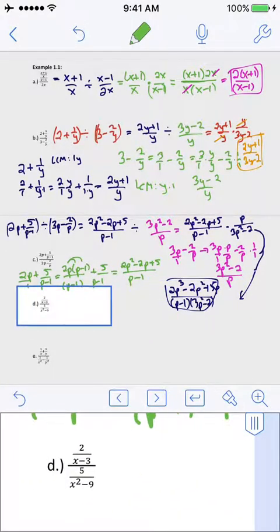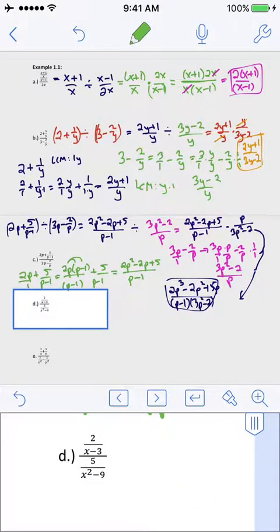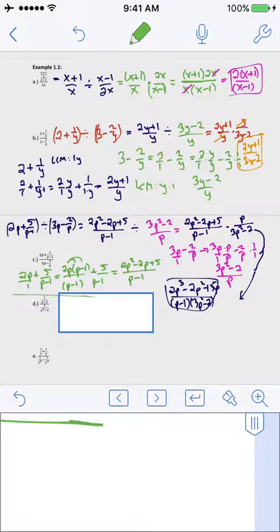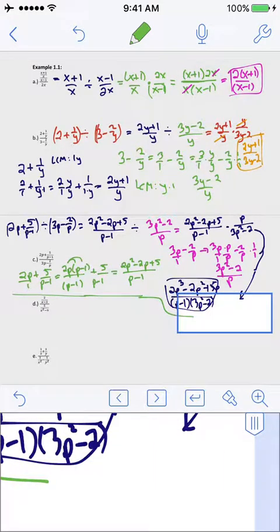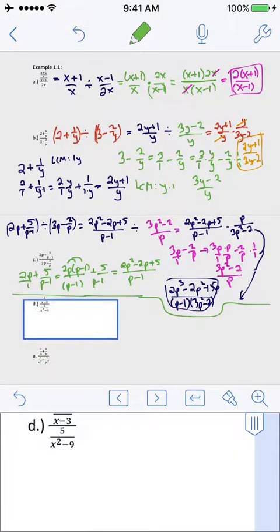Alright, let's do another one. Yeah, let's do this one. Just going to close off this. We can keep our thoughts in order.